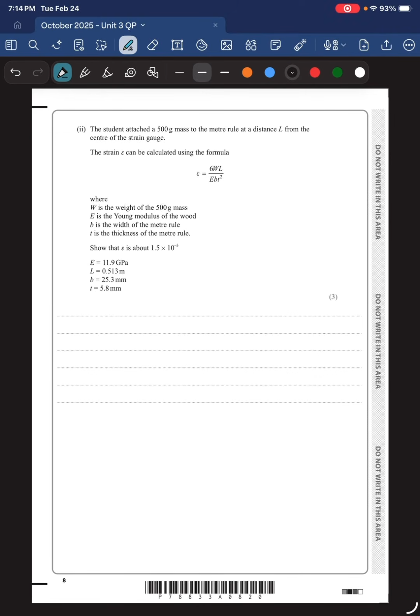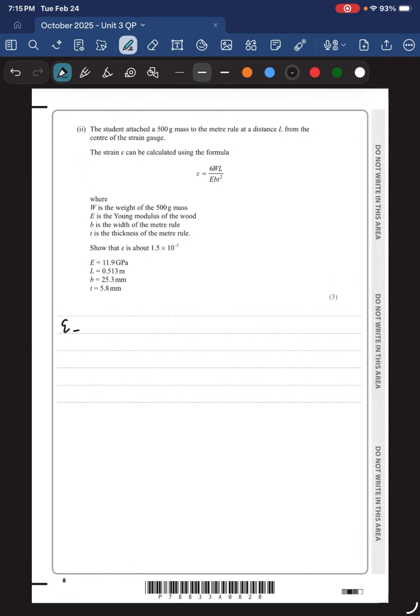Part 2. The student attached a 500 gram mass to the meter rule at a distance L from the center of the strain gauge. The strain epsilon can be calculated using the formula shown there, where W is the weight of the 500 gram mass, E, capital E, is the Young modulus of the wood, B is the width of the meter rule, T is the thickness of the meter rule. Show that strain is 1.5 times 10 to the negative 3, and they give us the Young's modulus, the length, the width, and the thickness. All right, so this is a straightforward application.